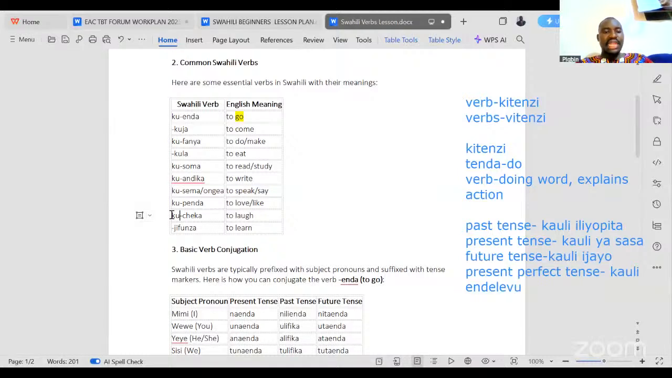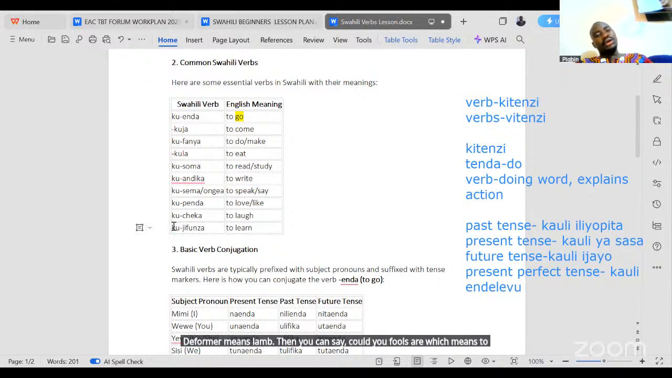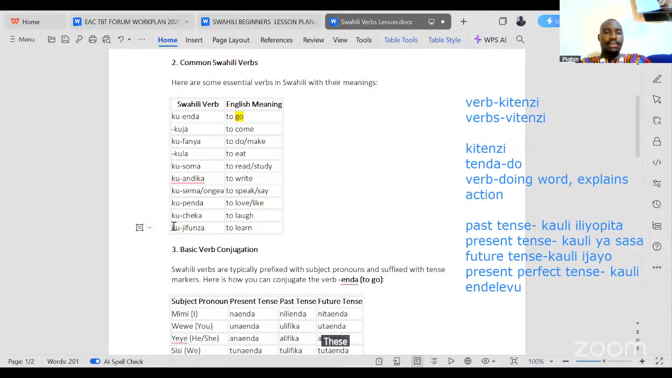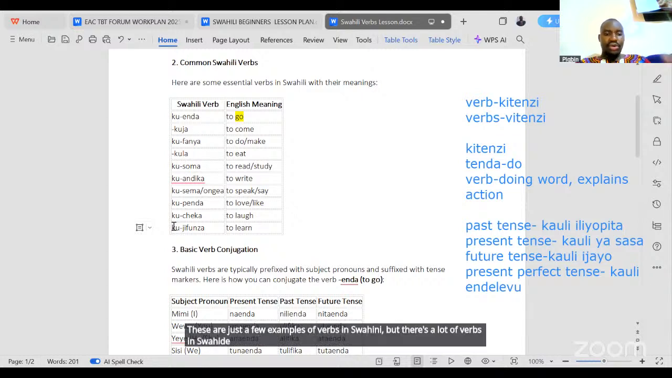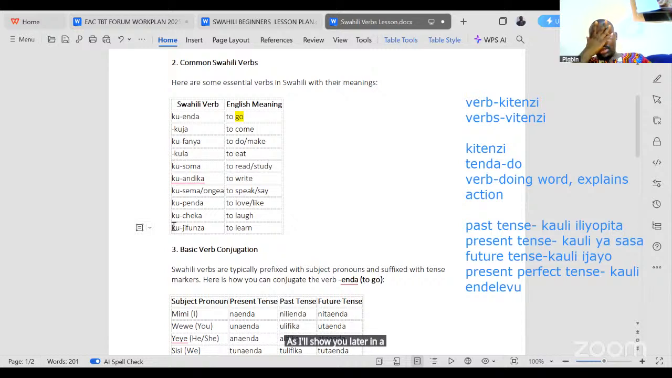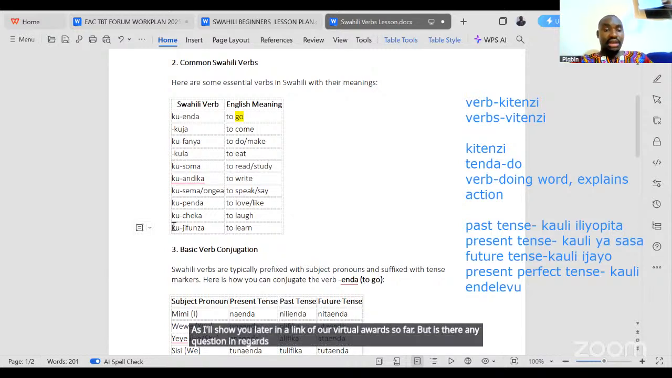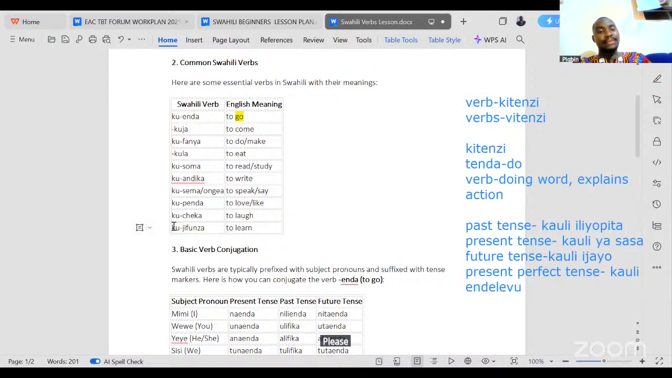Jifunza means learn. Then you can say kujifunza, which means to learn. These are just a few examples of verbs in Swahili. But there are a lot of verbs in Swahili which we can indulge in, as I'll show you later in a link of our verbs so far. But is there any question in regards to that, on how the words come to be? And please try to practice some pronunciation.